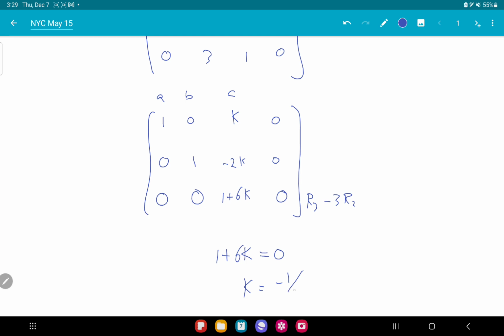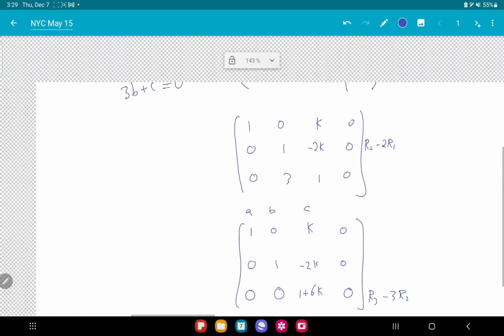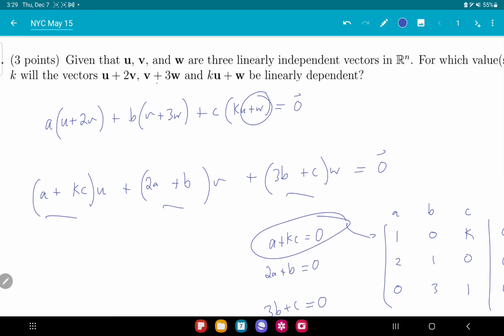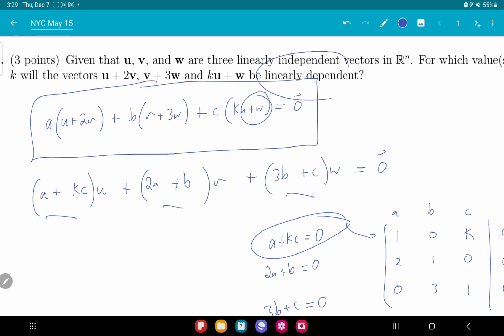So k is negative 1 over 6. That will ensure that I have a non-trivial solution for A, B, and C, which will yield, going back up here, a dependence relation as required.